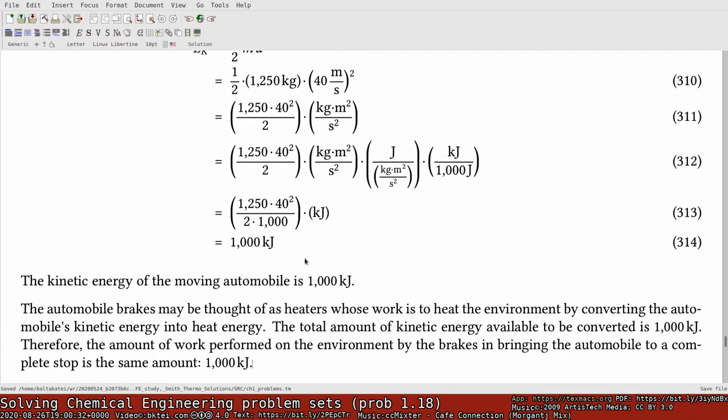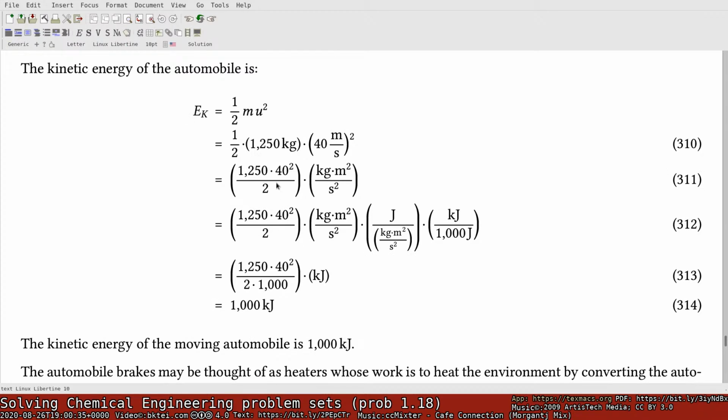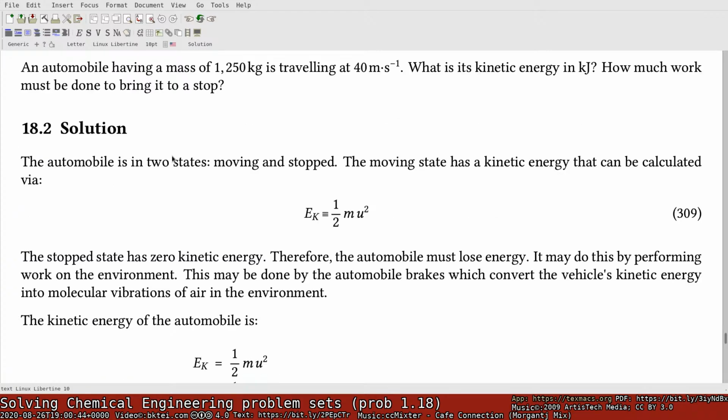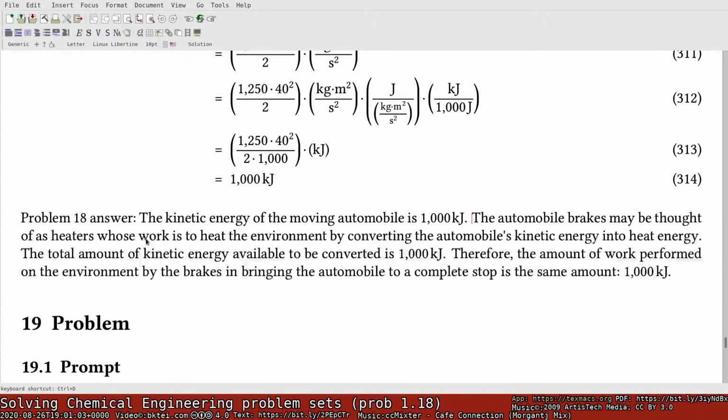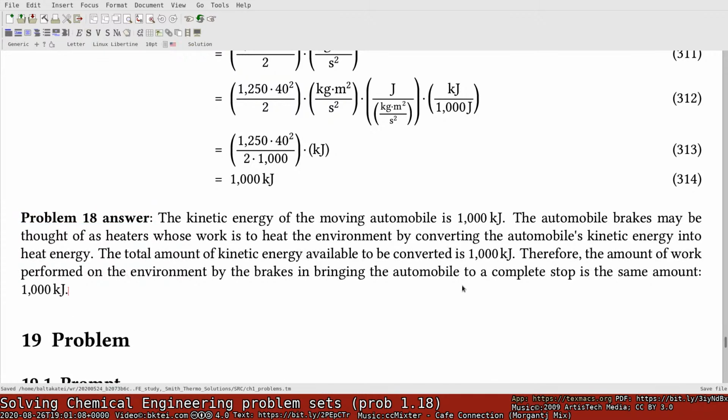I'm happy with that. Is that everything? I think so. That's number 18. Let's see. Problem 18 answer. All right, save that, export to PDF.